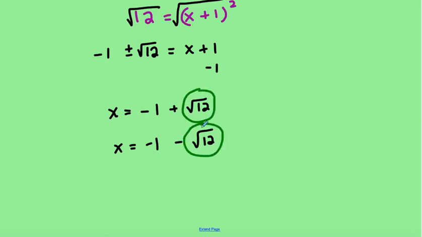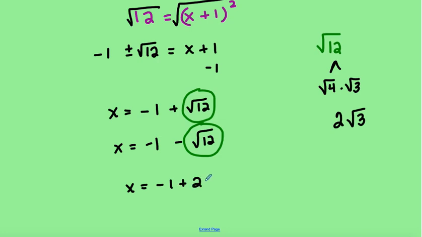So how do we simplify root 12? Well, we want to break it up into perfect squares, or any perfect square that's a factor of 12. For example, I can rewrite the square root of 12 as the square root of 4 times the square root of 3. So in a simpler form, this would be 2 rad 3, or 2 root 3. So my answers would be x equals negative 1 plus 2 root 3, and x equals negative 1 minus 2 root 3.